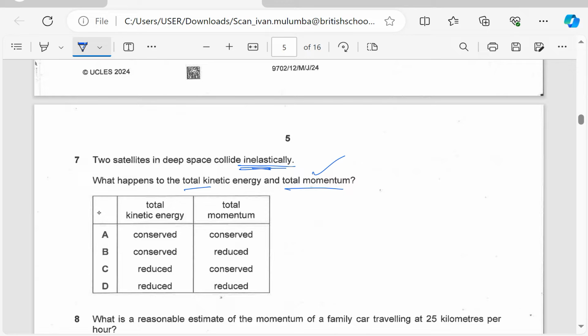So we first of all ignore the point where they said kinetic energy is conserved when the collision is inelastic. But remember, momentum is always conserved whether the collision is elastic or inelastic. So this one is also not going to be correct. The momentum is always conserved, but if the collision is inelastic, kinetic energy is not conserved. So the answer is going to be C.